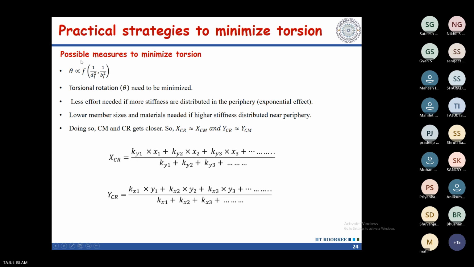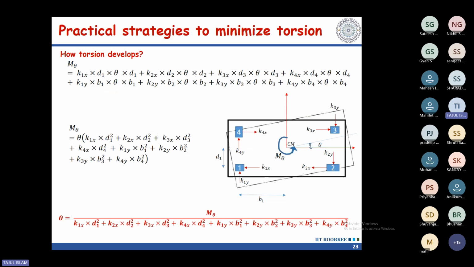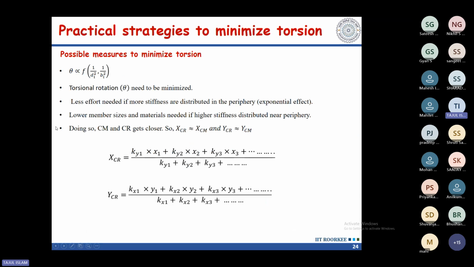So from this expression only you can identify what you have to do to minimize the torsion. Increase the distance of vertical resisting members as much as possible. Wherever it is possible, you try to do that. It will have a lot of effectiveness in saving the materials also, because if you are increasing the stiffness, you are increasing the cost of your structure, and the effectiveness is not that much. So by doing this you can save the materials also.